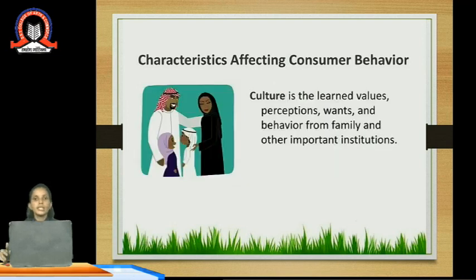Now, what exactly is culture? Culture is the learned values, perception, wants and behavior from family and other important institutions from where the person learns many things. So, sometimes it affects the market also.